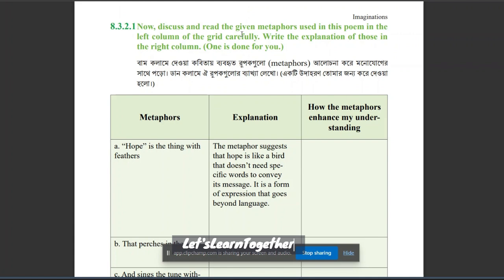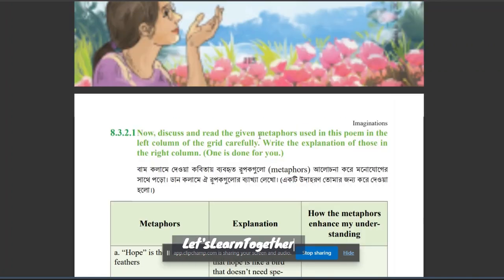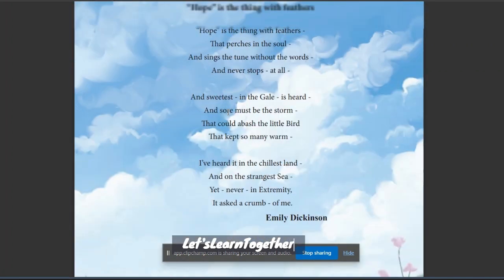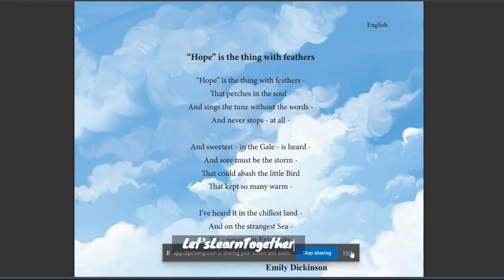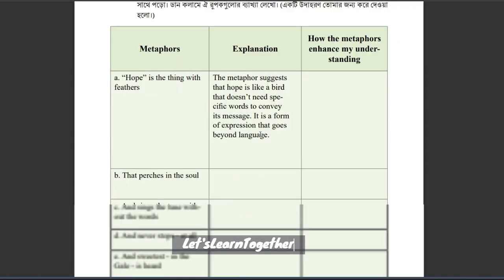Now, discuss and read the given metaphors used in this poem in the left column of the grid carefully. Write the explanation of those in the right column. One is done for you. That means this table is basically based on this poem, which is Hope is the Thing with Feathers, written by Emily Dickinson. So you have to read this poem first, and then you will be filling up this table.